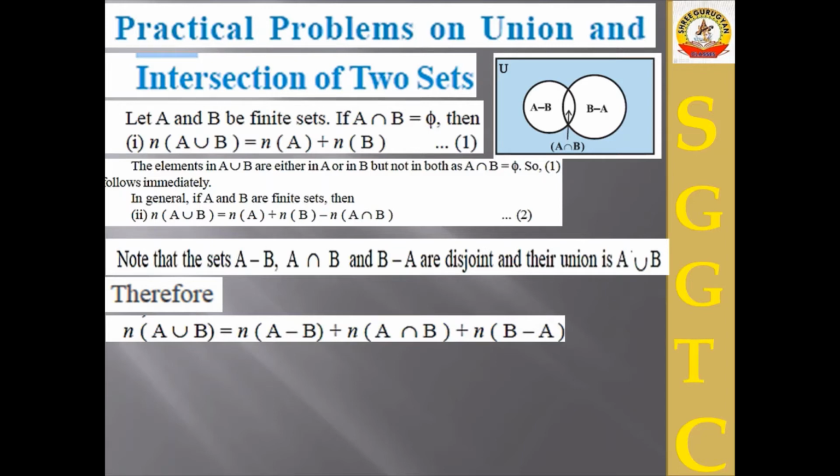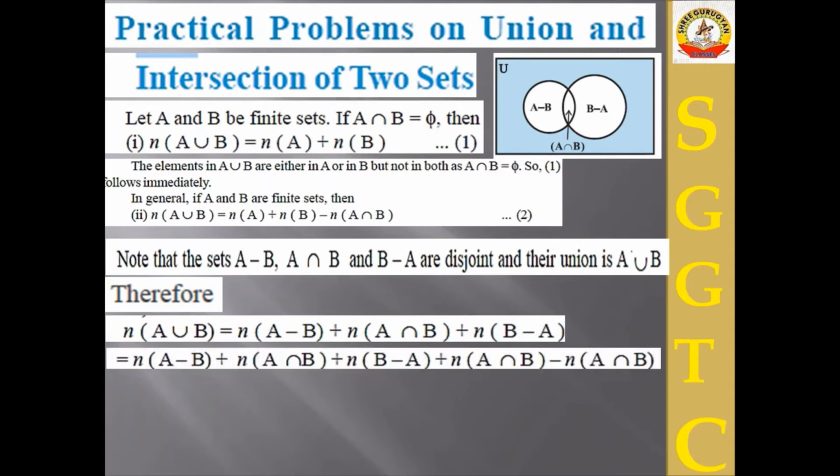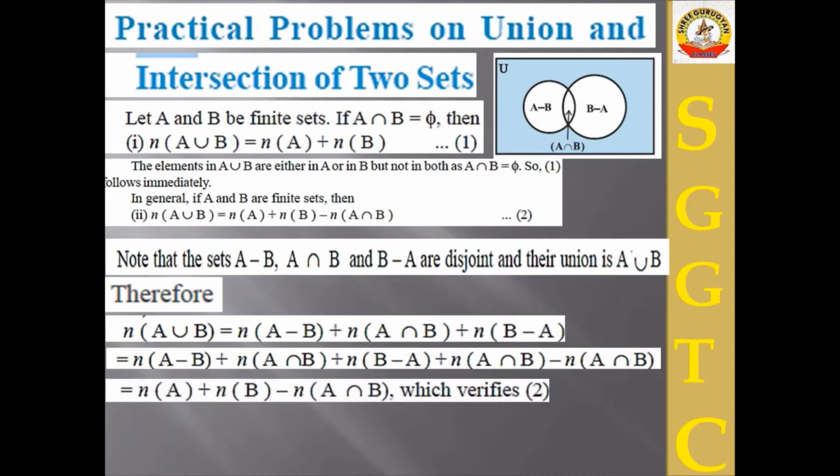Students, here n indicates the number of elements. So n of A minus B plus n of A intersection B, plus n of B minus A plus n of A intersection B, on both sides we write n of A intersection B plus n of B minus A. So my sum is over. So n of A plus n of B minus n of A intersection B, which is verified here, because n of A union B you already know.